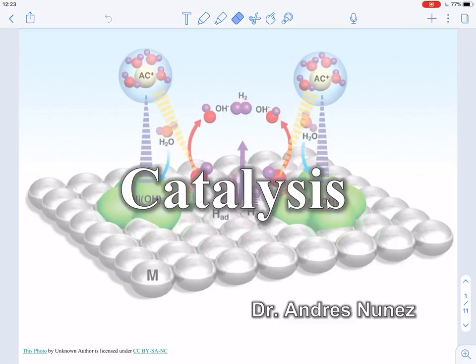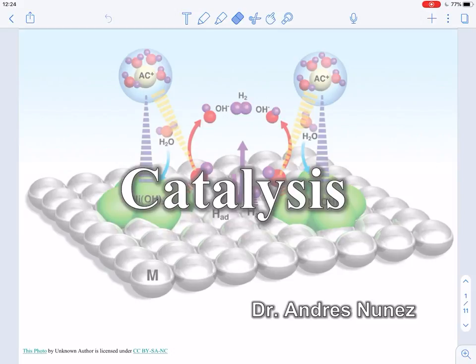This is 14.8, which deals with the concept of catalysis, and with this we will complete the chapter on chemical kinetics. So catalysis is a particular case, a particular factor that affects the speed of a reaction, and normally speaking, the effect of catalysis would be to speed up the reaction. But it's not the only use that you may have for a catalyst. You may also want to slow down a reaction, so that also qualifies as a catalyst.